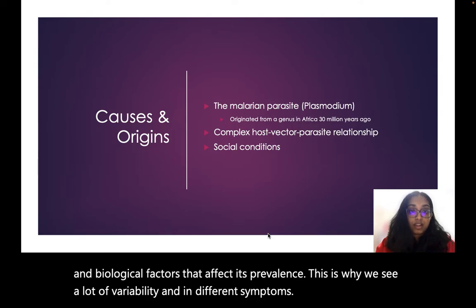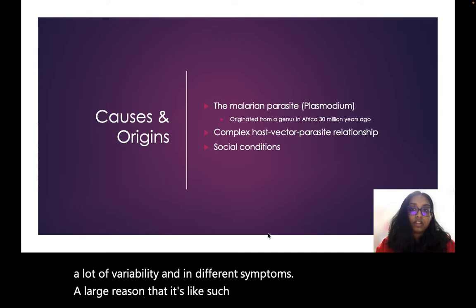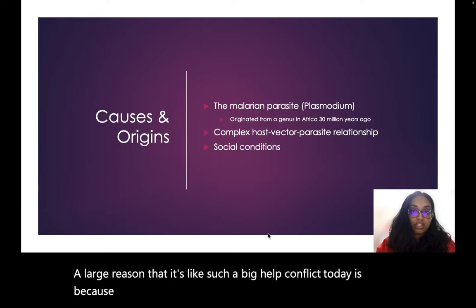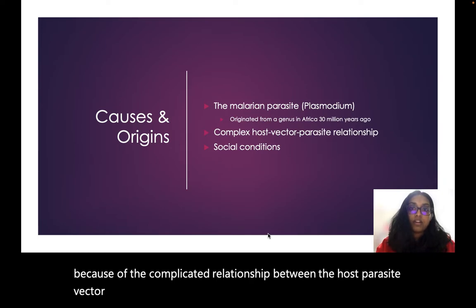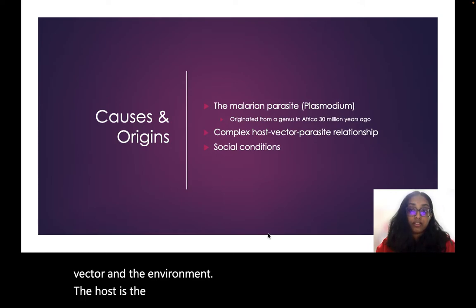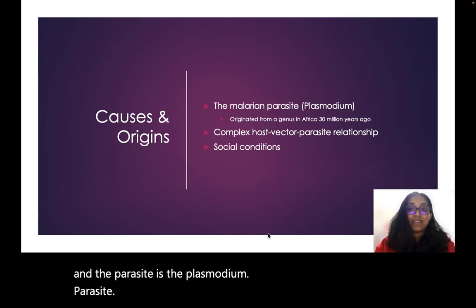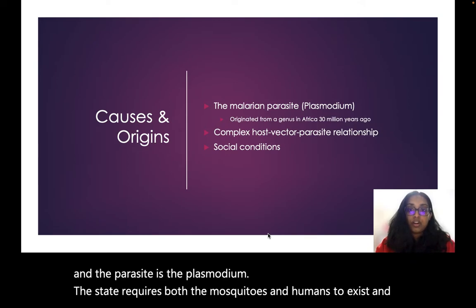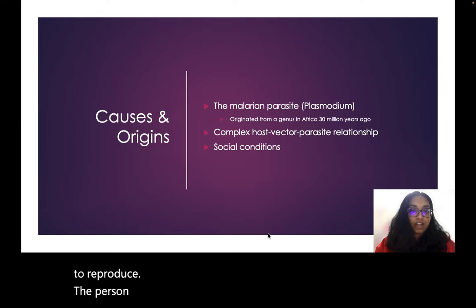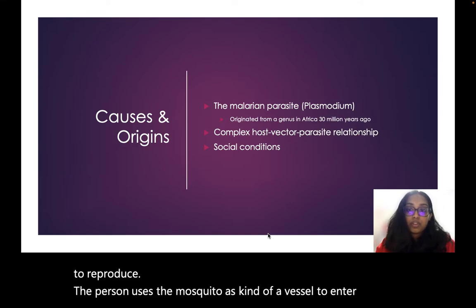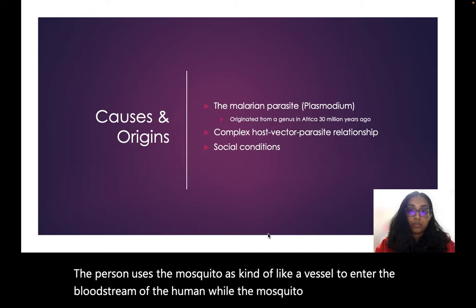A large reason that it's such a big health conflict today is because of the complicated relationship between the host, parasite, vector, and the environment. The host is the human, the vector is the infected mosquito, and the parasite is the Plasmodium parasite. The parasite requires both the mosquitoes and humans to exist and to reproduce. The parasite uses the mosquito as kind of like a vessel to enter the bloodstream of the human while the mosquito is feeding on the human's blood.